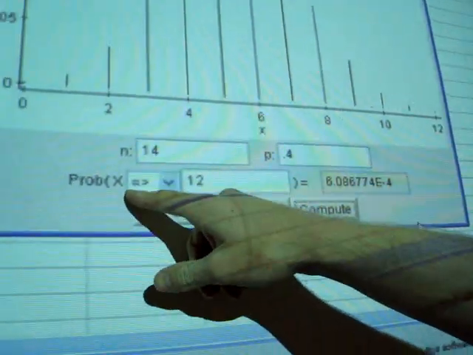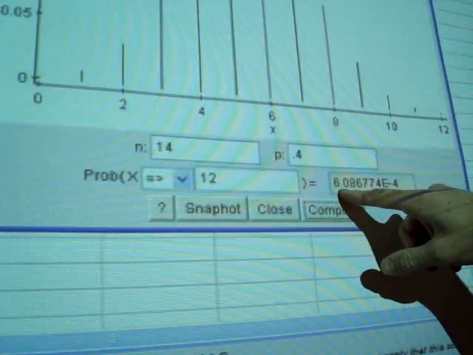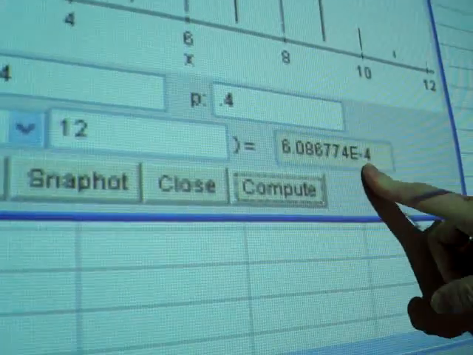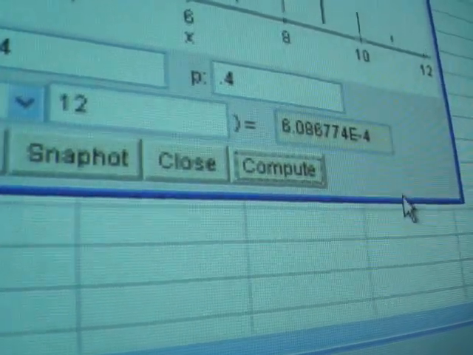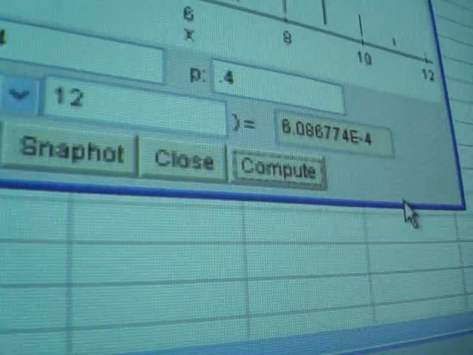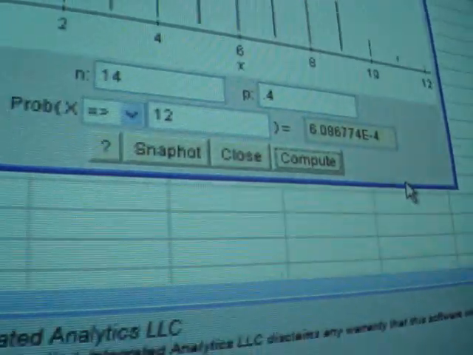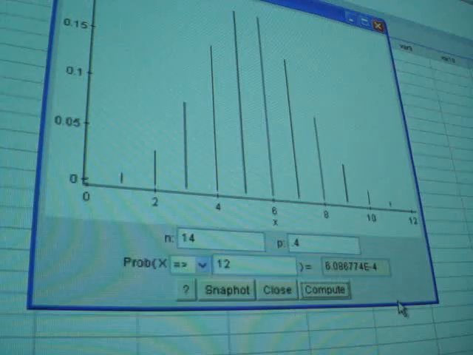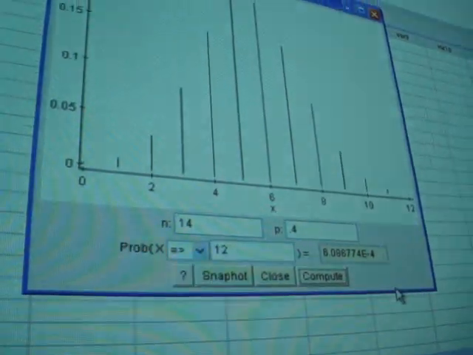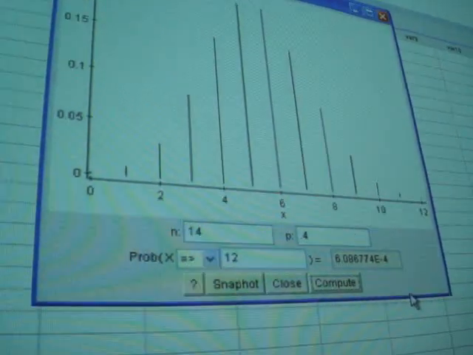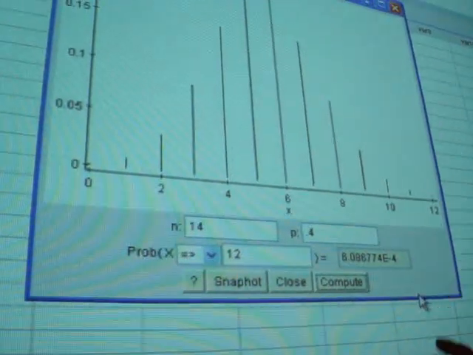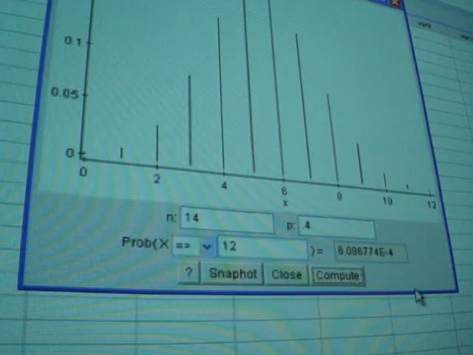So the chance that it's at least 12 is 6.08 times, this means scientific notation, times 10 to the negative fourth. So it's a decimal point, 3 zeros, and then a 6. So it's a very small number, pretty close to 0. And so that's the probability, that's the answer we're after. And then, is this unusual? Well, yeah, it doesn't happen very often just by random chance that you would get at least 12 people with brown eyes. So, very small probability.